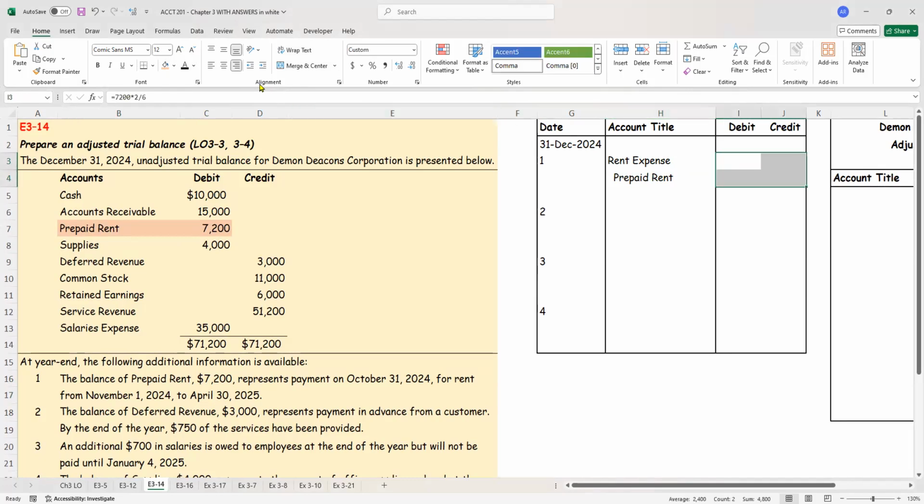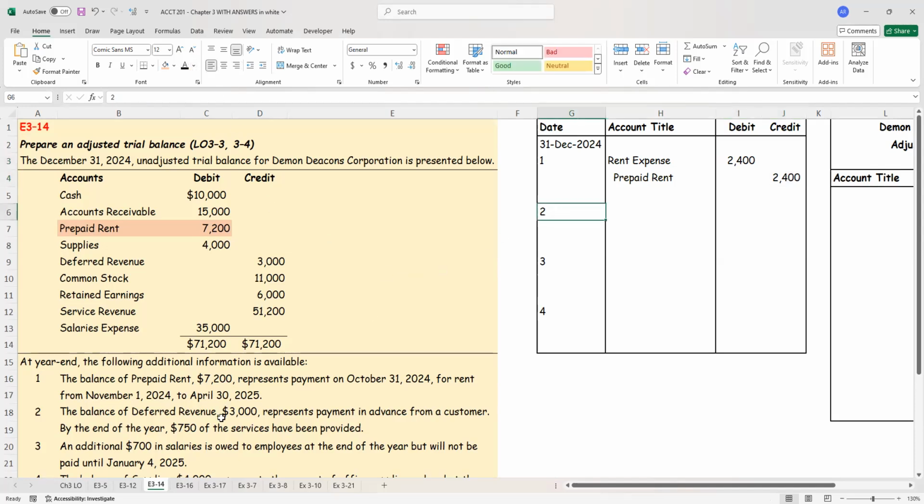So now what we are saying is we had already made the payment. It was a prepayment. Right now we are doing the adjusting entry. And for what amount would that be? That's for 2 months rent, 2 out of the 6 months. So 7,200 is for 6 months, so 2 out of the 6 months is 2,400. That much has been expensed. We're going to expense that.